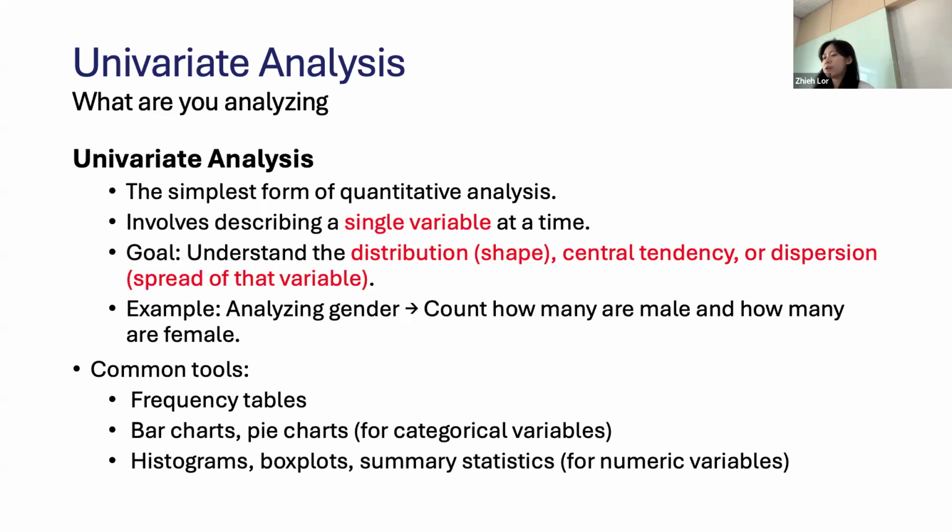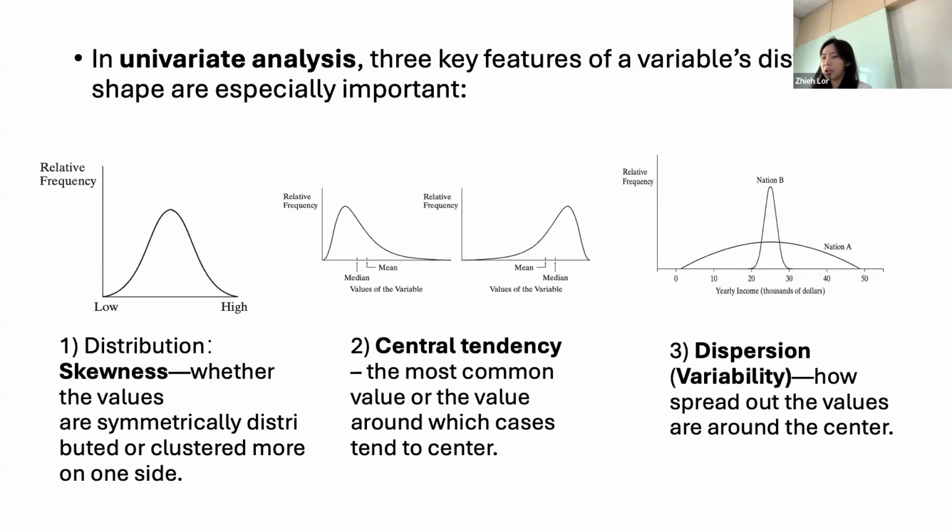An example is if you're trying to analyze gender. You count how many males and how many females, and then you get the different types of answers. Okay, I'll show you. Common tools are frequency tables, bar charts, and pie charts, like what we saw just now. So here are the graphs that we normally look at.